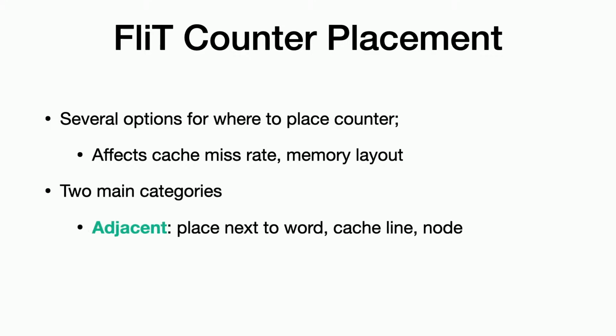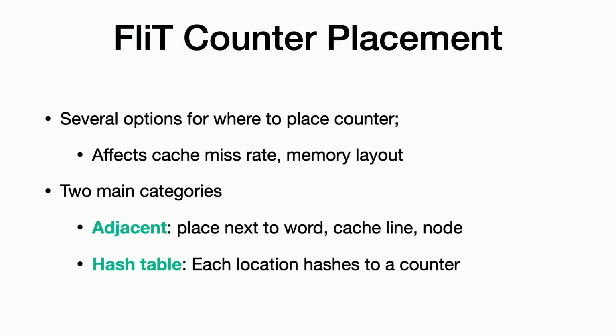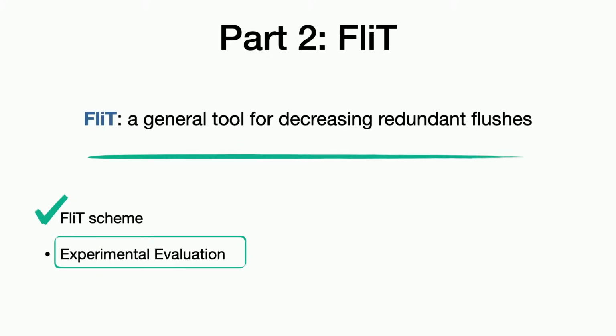At the high level, we looked at two main options. One is to leave the counter next to the word, either like two words right next to each other, or have, say, a counter per cache line where the counter sits on the cache line, or maybe you want a counter per node where you put the counter inside the node. But you could also have a completely different approach where you put a hash table with all the counters in there, and then every memory location hashes into the hash table and just increments the counter that's there. Okay, so you could play with that.